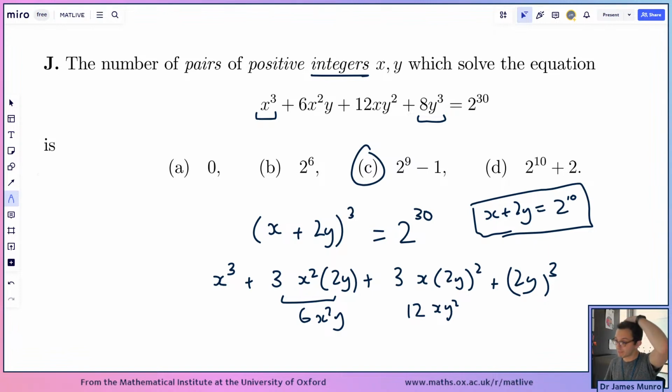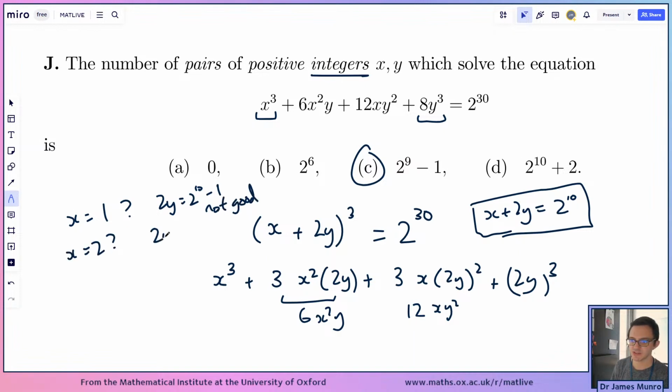Don't get there's a number of pairs of integers. Sure, okay, so over here, I've got to find integers that satisfy this thing. So what could x be? Could x be 1? No, because then 2y would be 2 to the 10 minus 1, which is not good for y to be an integer. Could x be 2? Yes, but then 2y would have to be 2 to the 10 minus 2, which has a solution. Y is like 2 to the 9 minus 1. So this is exactly one pair like this. In pair in that order, x is 2, y is 2 to the 9 minus 1.